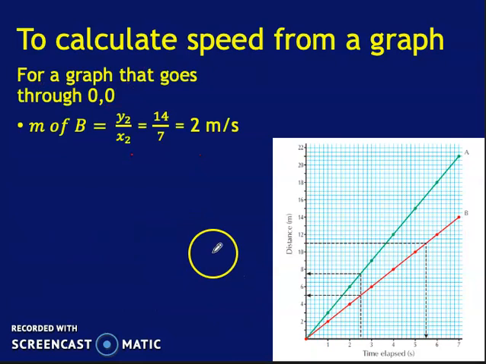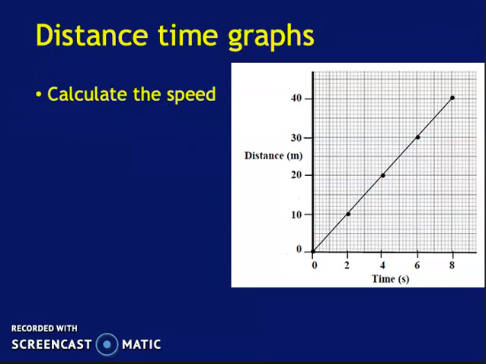Okay, so I am hoping that when you did B, again, you can ignore 0, 0, but you found that the top point in B up here was 14 for y and 7 for x. When you do that piece of maths, it is 2 meters per second. So we're going to have a practice with some graphs now, some questions. So away we go. So you have this particular graph, calculate the speed. Pause and come back to me.